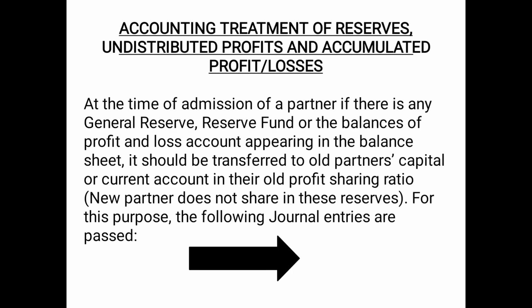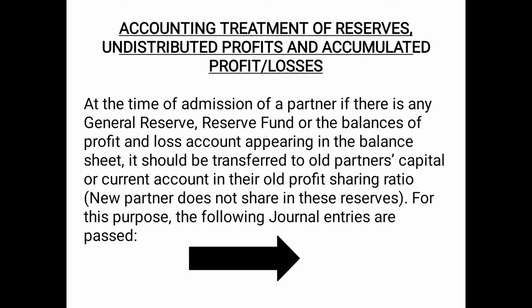In this part, we are going to discuss the accounting treatment of reserves, undistributed profits, and accumulated profits or losses. Undistributed profits or accumulated profits or losses means that part of profit or loss or reserves which have been kept undistributed. That means they have still not been distributed among the partners.